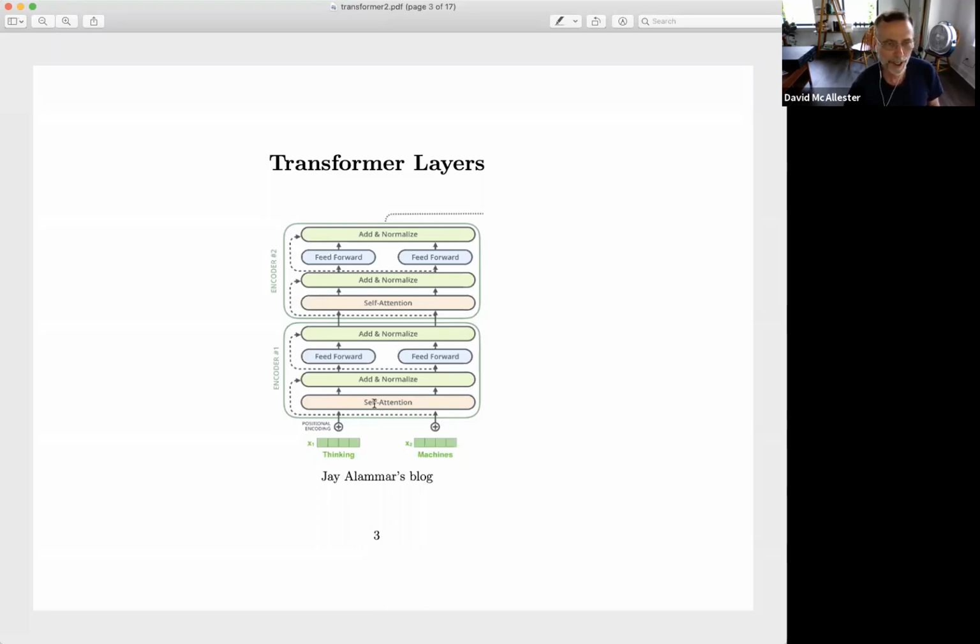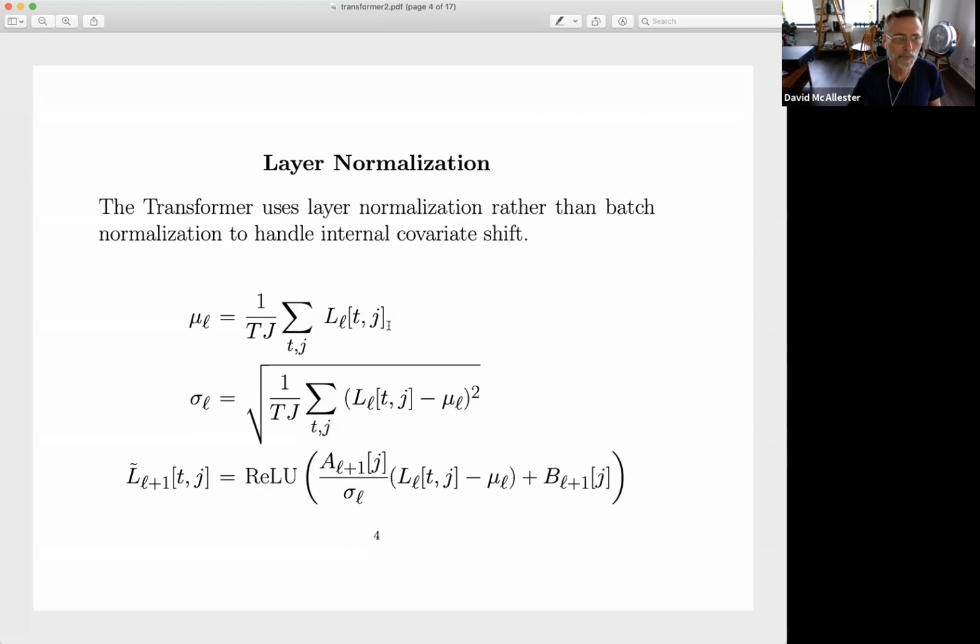Okay, so this is the picture. Self-attention, residual connection, normalization, feed forward in time, residual connection, normalization. And that's the transformer layer. Layer normalization. The layer normalization was introduced after batch normalization, but before the transformer. The basic idea here is that we're going to get away from averaging over the batch when we estimate the mean and variance. So we're just going to assume a layer.